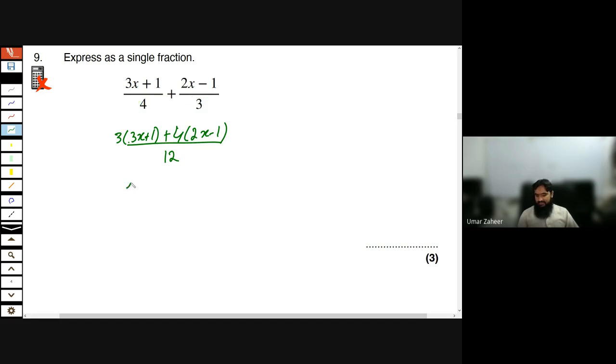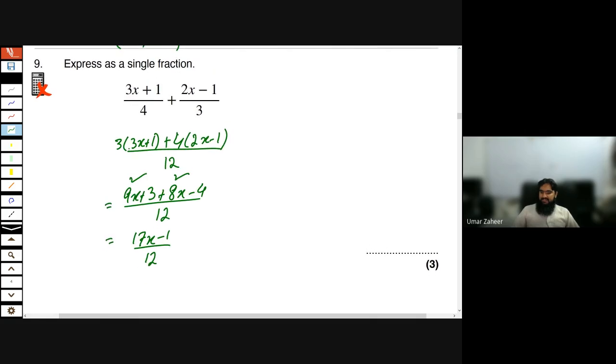Now, 3 times 3 is 9x, plus 3 times 1 is 3, 4 times 2 is 8x, 4 multiplied by 1 is 4, divided by 12. They are the same kinds. 9 plus 8, that is going to be 17. 3 minus 4 is going to be minus 1 divided by 12. Yes, anyone have a question up to here?